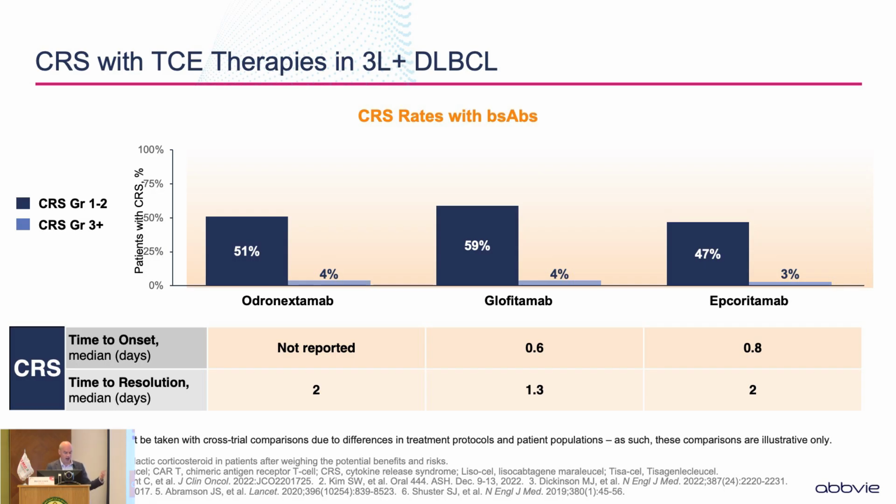So it's usually low grade, it's usually predictable in terms of time of onset, and the other thing is it tends to resolve quickly. So whilst you see cytokine release syndrome with bispecific antibodies, it's usually lower grade and has a predictable time of onset quickly after the first full dose with bispecific dosing.